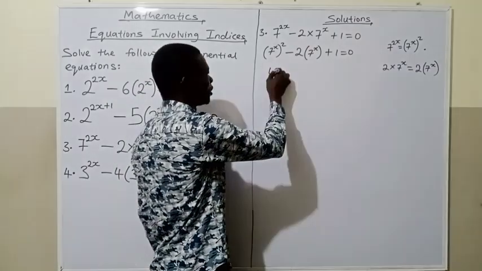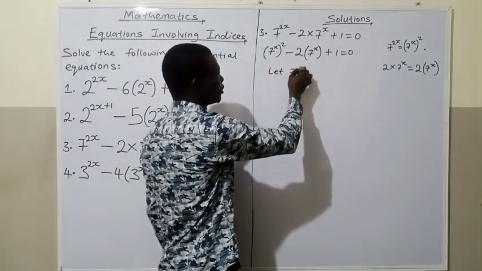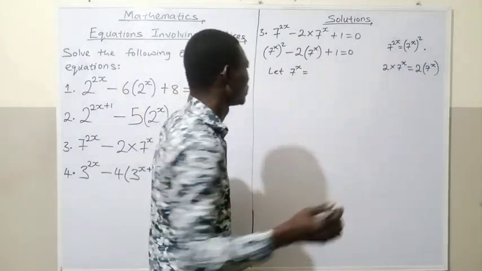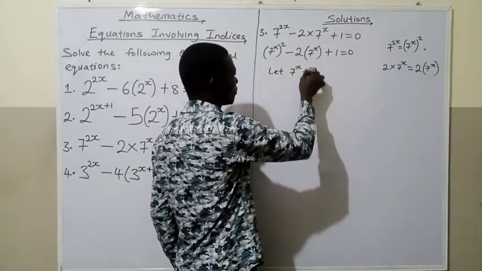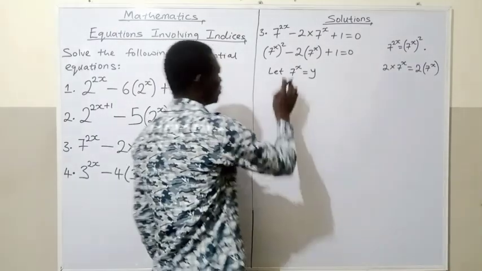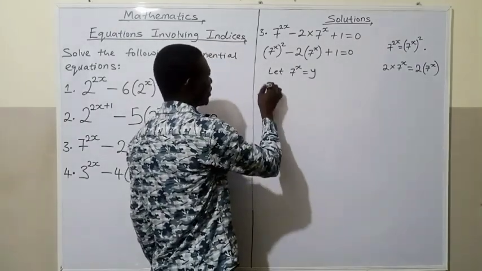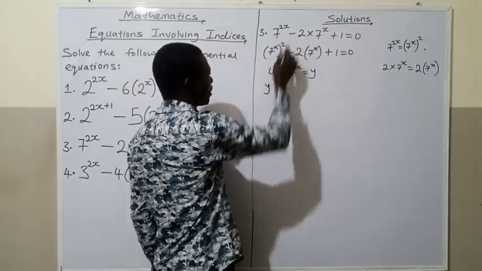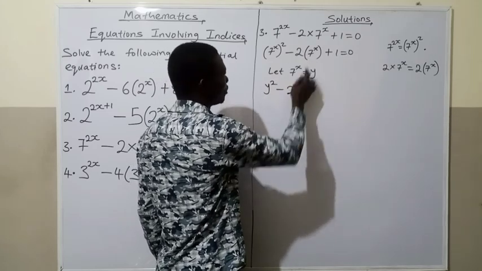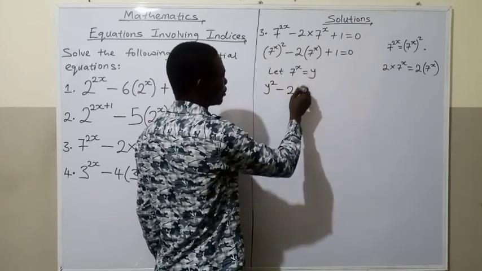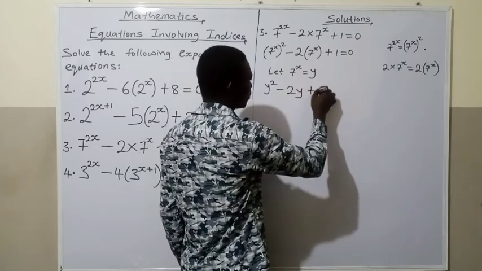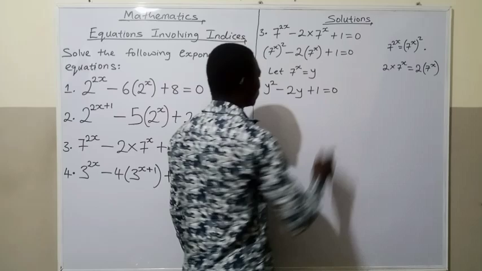This time around, let 7 raised to power x. So let me change the variable this time around. Let 7 raised to power x be equal to y. I choose to use y. If you like, you can use a, you can use b. So if 7 raised to power x equals y, I'll be having what? y raised to power 2, and then minus 2 multiplied by 7 raised to power x, so that's going to be what? 2 multiplied by y, which is 2y. And of course, plus 1 equals 0.